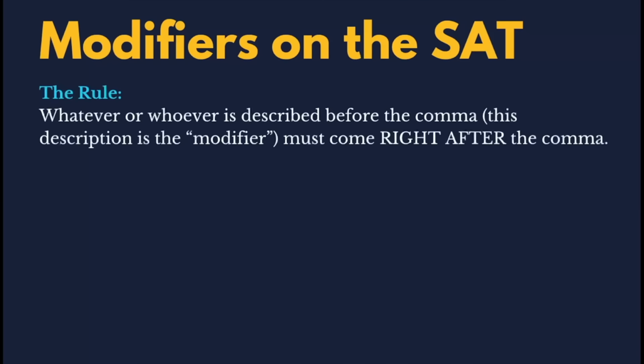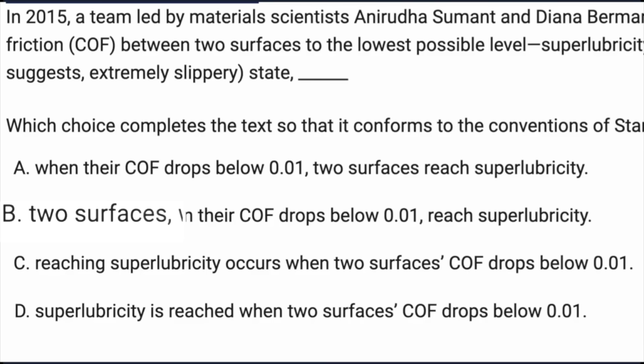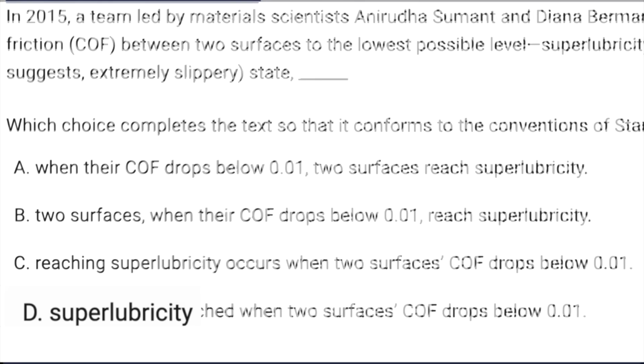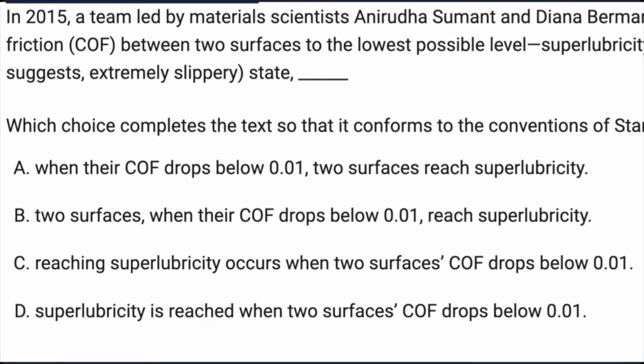So in a nutshell, the rule with modifiers is that whoever or whatever is described before the comma must come right after the comma. And maybe you're thinking, what are you talking about? What comma? Well, these questions are always going to be easy to recognize because A, you're going to get all of these different answers that start with different subjects. And B, the answer choices are always going to come after a comma.